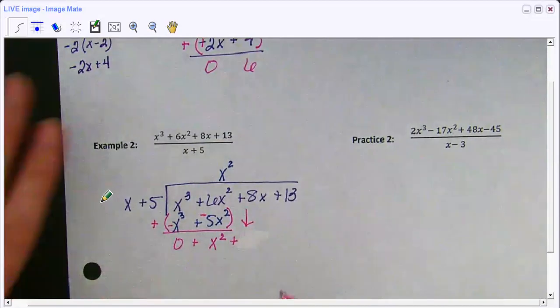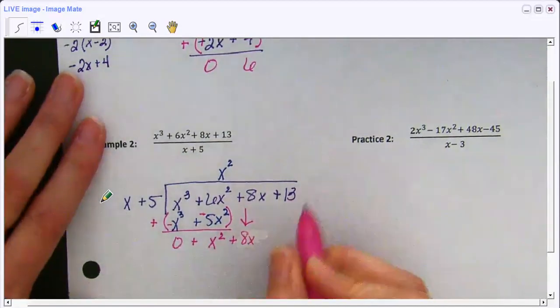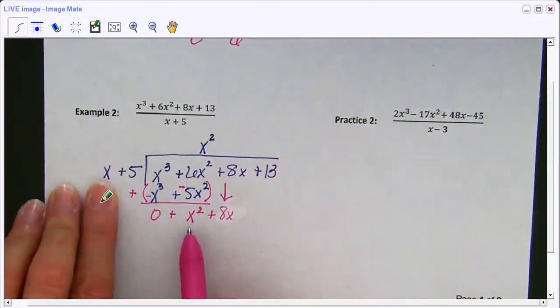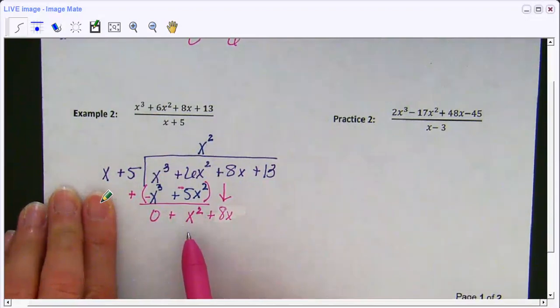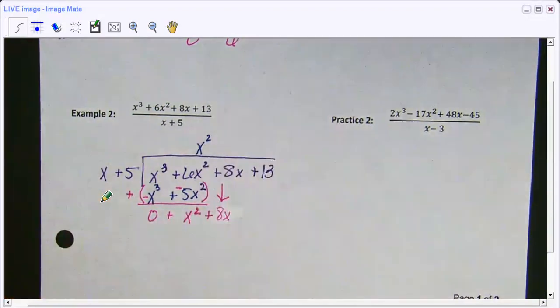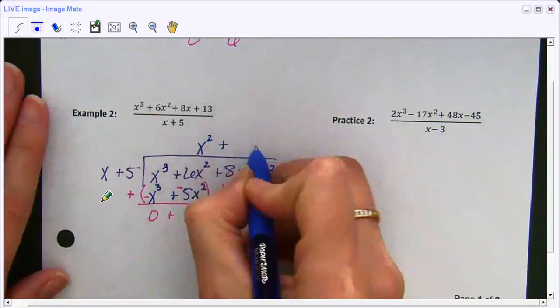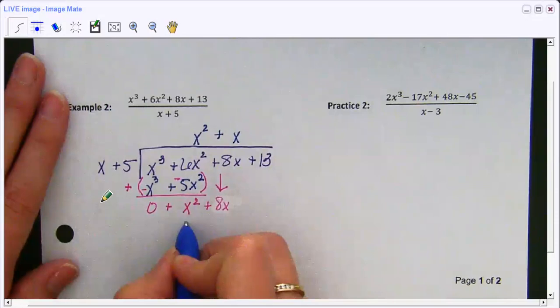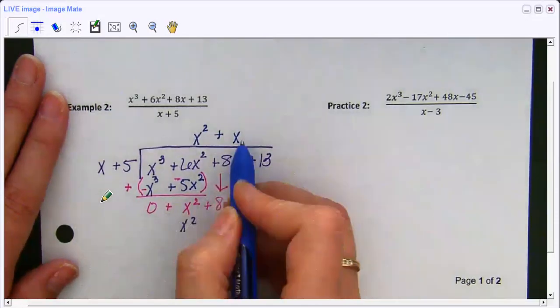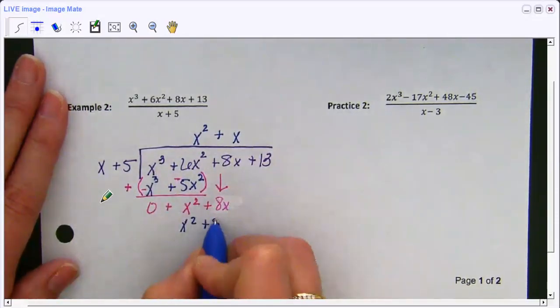8x, yes. Okay, so x times what is going to give us x squared? X. X times x is x squared. X times 5 is 5x.